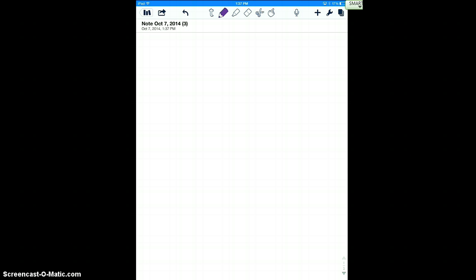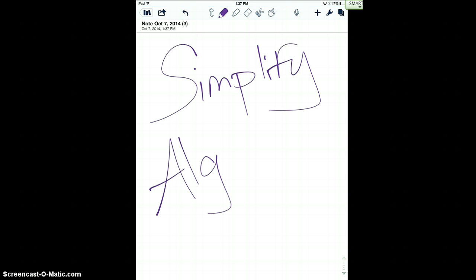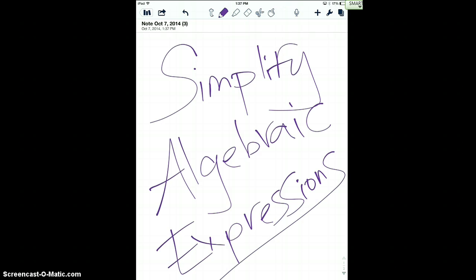So today we are going to be doing something totally different than what we've been doing in class. Today we are going to simplify what's called algebraic expressions. So you're going to be given mathematical expressions that are algebraic, meaning they have variables that you're going to need to simplify. Okay, so let's start with one.